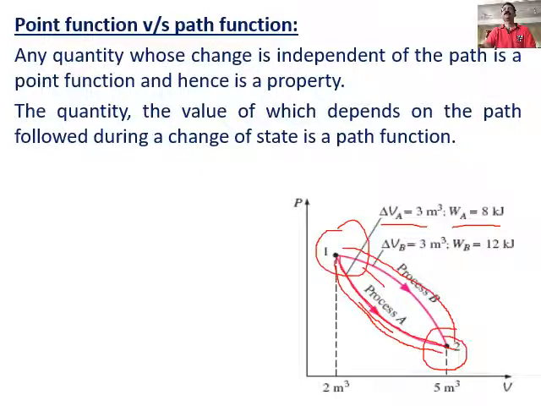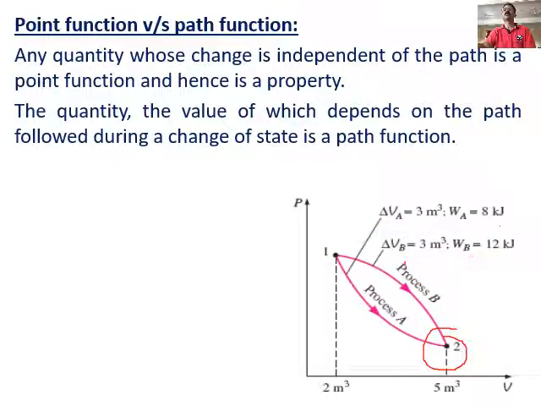Now if you come along the path 1B2 like this, once again the change in volume is 5 minus 2, it is 3 meter cube. But work done is different because the path is entirely different. So work done along path B is totally different.